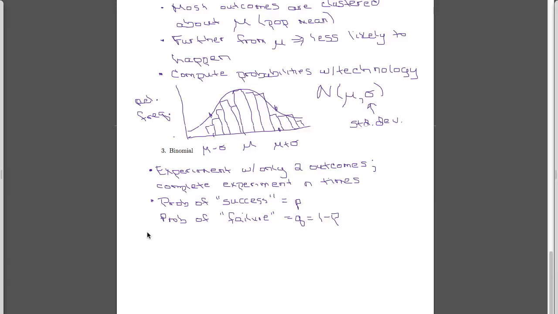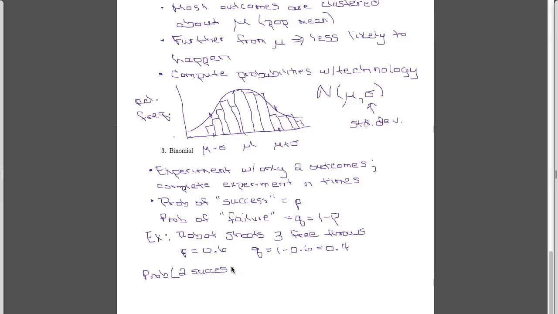So an example would be something like we've got a robot shooting 3 free throws, and the robot's going to do that 3 times. And let's say that the probability that the robot successfully makes the shot is 0.6. So the probability that the robot misses is going to be 0.4. We might be interested in the probability of making 2 of those shots successfully.